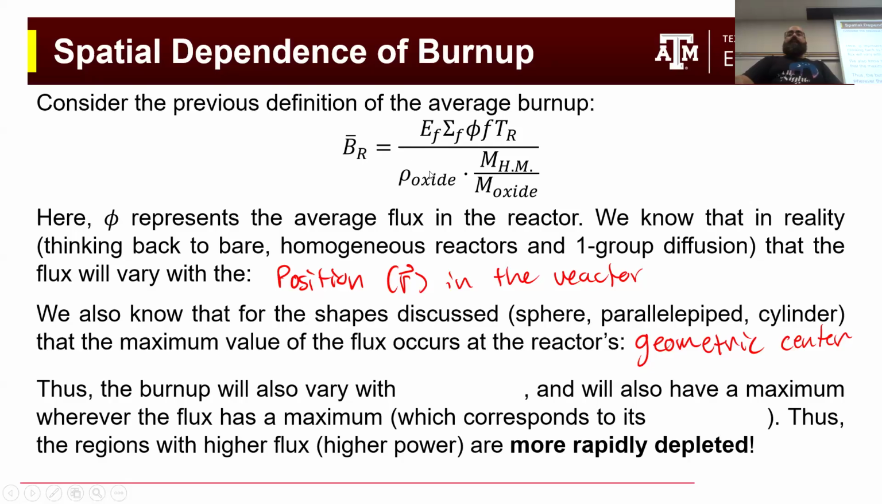If our burnup depends on the flux, that means that the burnup is also going to vary with position. And if the flux is higher in certain places, that means that the burnup is also going to be higher in certain places. And if the flux is the highest at the center, that means that the burnup is also going to be highest in its center. So if you have fuel distributed across your reactor and you have different assemblies at different radial distances from the center, then the fuel that's in the middle is going to get depleted faster than the fuel that's further away from the center.